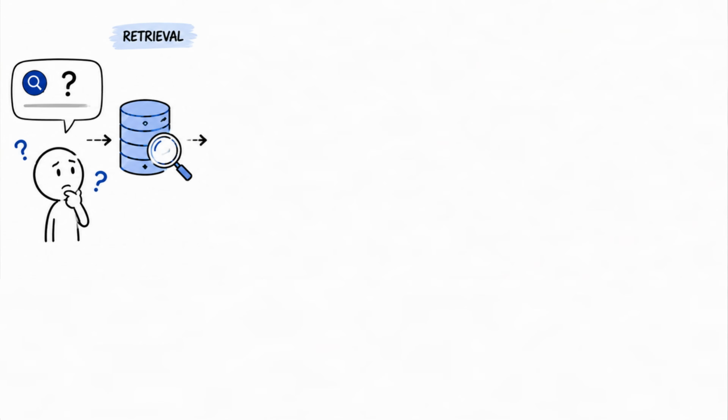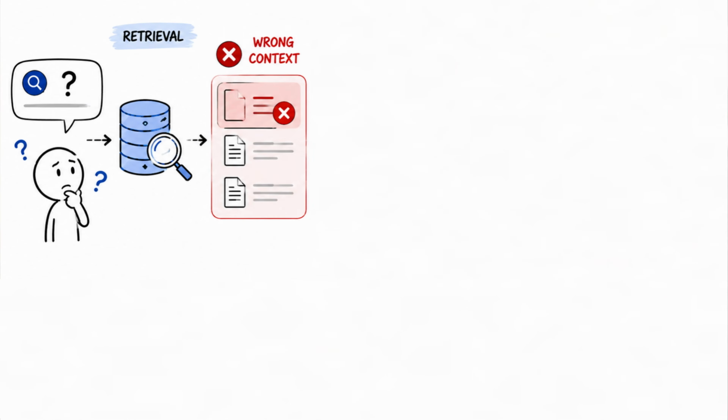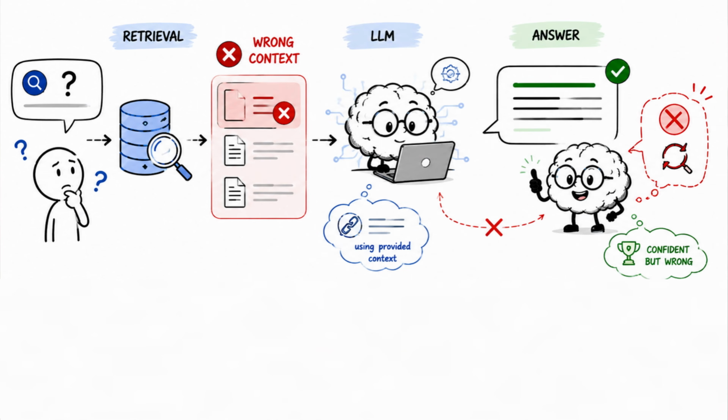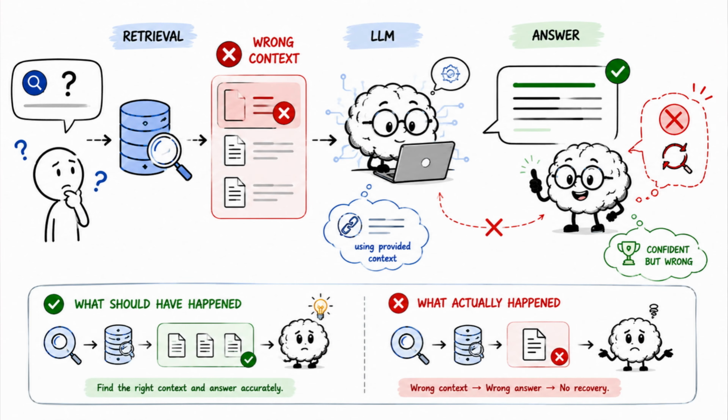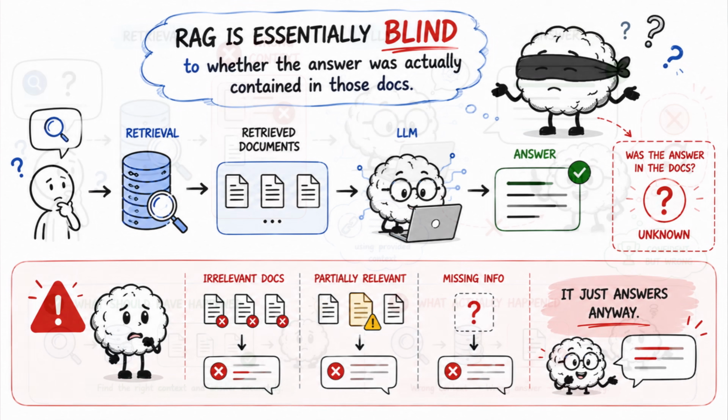For example, if the user's query was ambiguous, a basic RAG pipeline might retrieve the wrong context. The LLM doesn't know that it's wrong. It will just use whatever you gave it. It doesn't automatically try a different search term or ask for clarification. Standard RAG is essentially blind to whether the answer was actually contained in those documents or not.